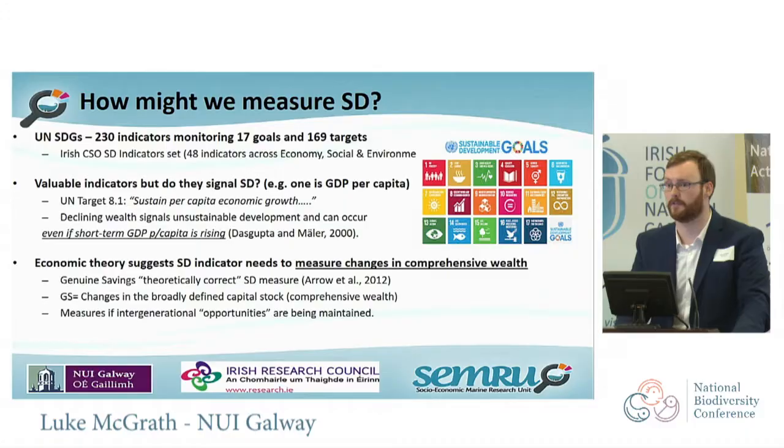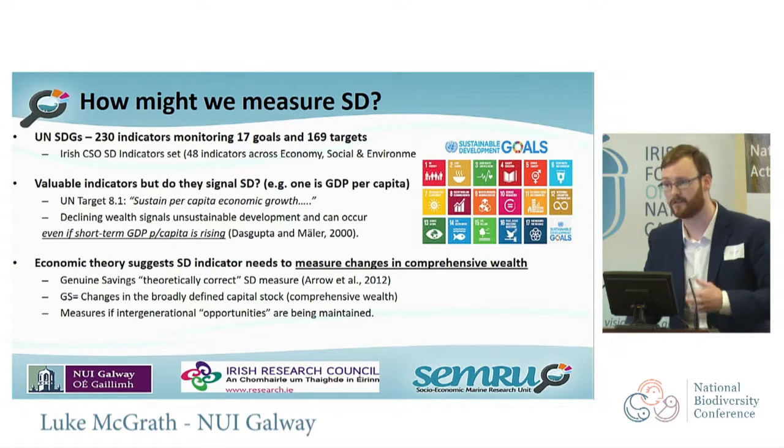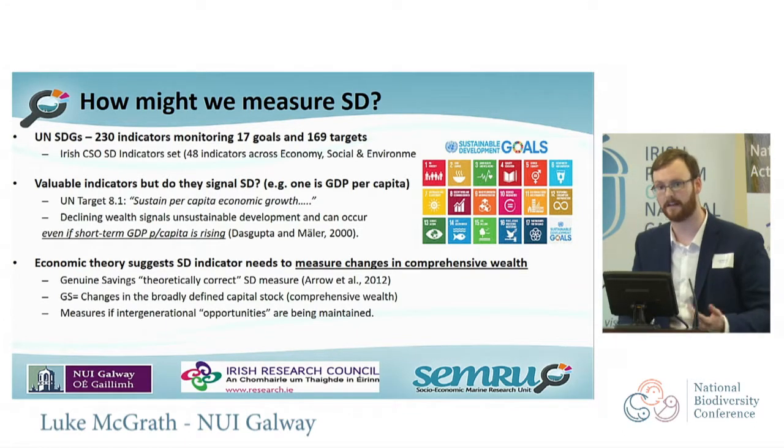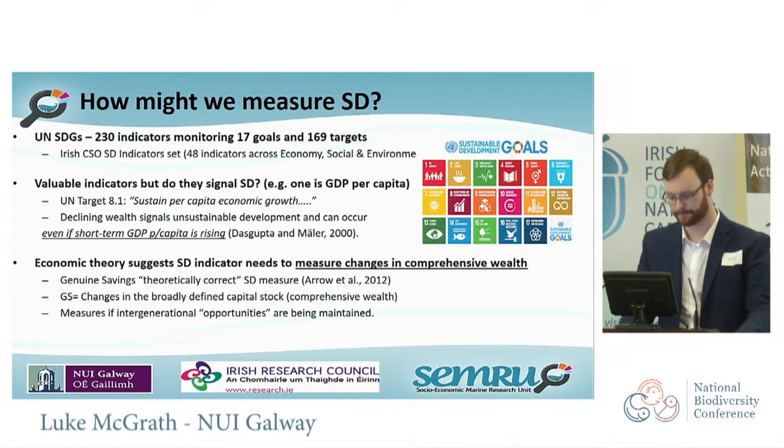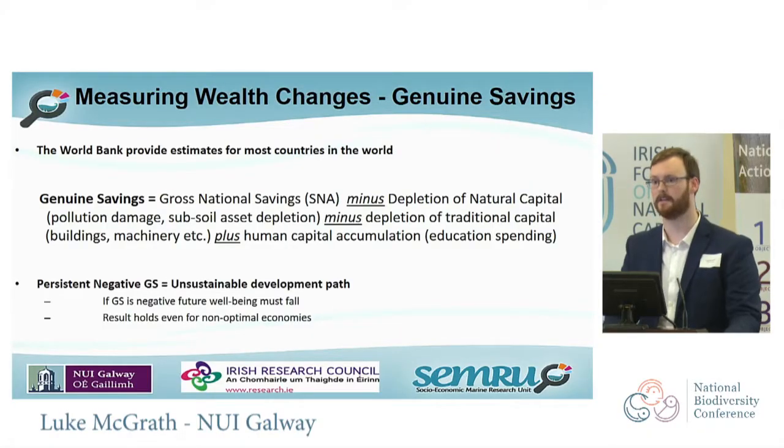Okay, so how might we go about measuring sustainability? The UN offers this sort of dashboard approach with lots of highly valuable indicators, but given that economic perspective, the theory suggests really we should be looking at comprehensive wealth. Genuine savings provides a theoretically correct indicator of sustainable development as it attempts to measure annual changes in comprehensive wealth. We calculate genuine savings by starting from the conventional national accounts, the gross national savings, and then making deductions for the depreciation or depletion of our natural capital stock, our traditional or physical capital stock, and then adding in estimates of human capital accumulation.